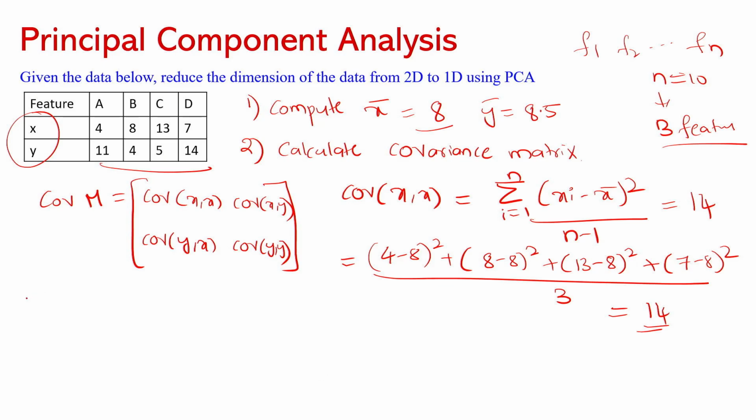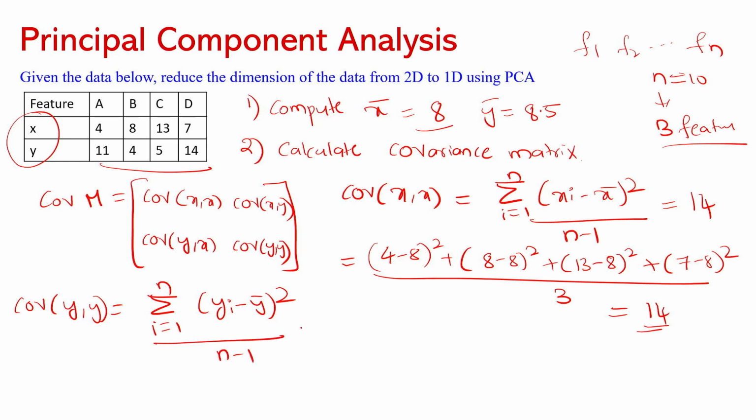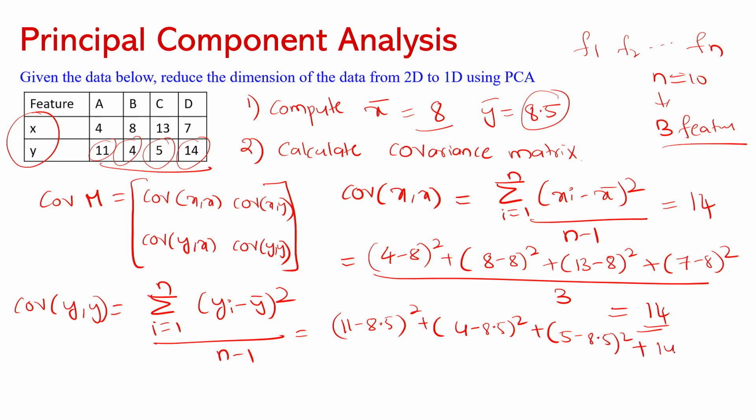In the same way, find the covariance of Y comma Y. The formula is summation of i equal to 1 to n, yi minus y bar whole square, divided by n minus 1. The yi are 11, 4, 5 and 14, and y bar is 8.5. If you substitute, we have 11 minus 8.5 whole square plus 4 minus 8.5 whole square plus 5 minus 8.5 whole square plus 14 minus 8.5 whole square, divided by 3.